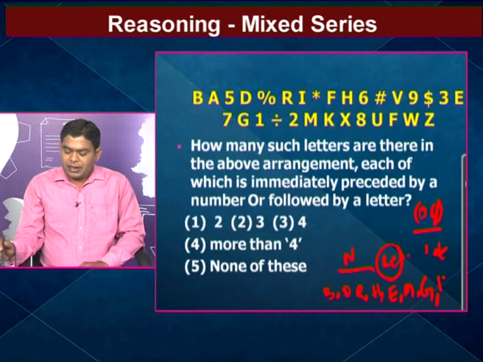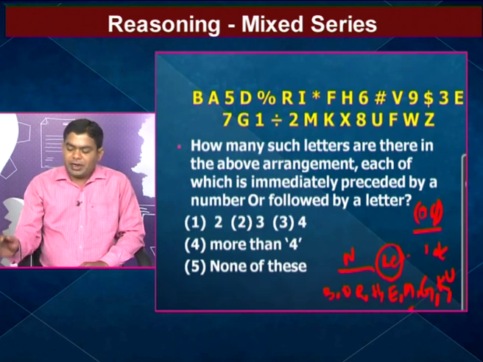After that we go to the next one, the next letter is U, it is preceded by a number, that's why we count that element, that one is U. Next we go to the next letter, that one is F, it is not preceded by a number but followed by a letter, that means F is also counted. Next we go to the next letter W, it is not preceded by a number but it is followed by a letter, that means F is also counted as well as W is also counted.